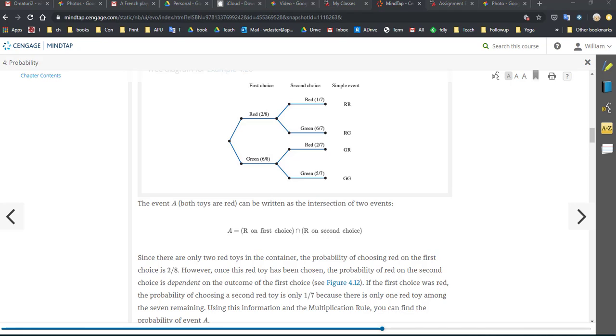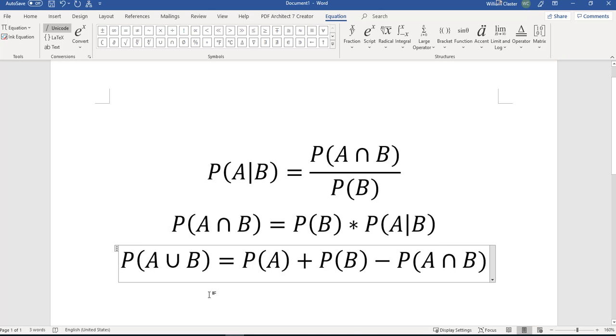But we said we have a rule for the intersection here. So the probability of A intersect B is this and this. So the probability of red on the first intersect red on the second is the probability, let's do it the other way around. This is red on the second and red on the first. You could do it the other way, but it doesn't work very well here. So red on the second and red on the first. This is the probability of red on the first, and then times the probability of red on the second given red on the first.